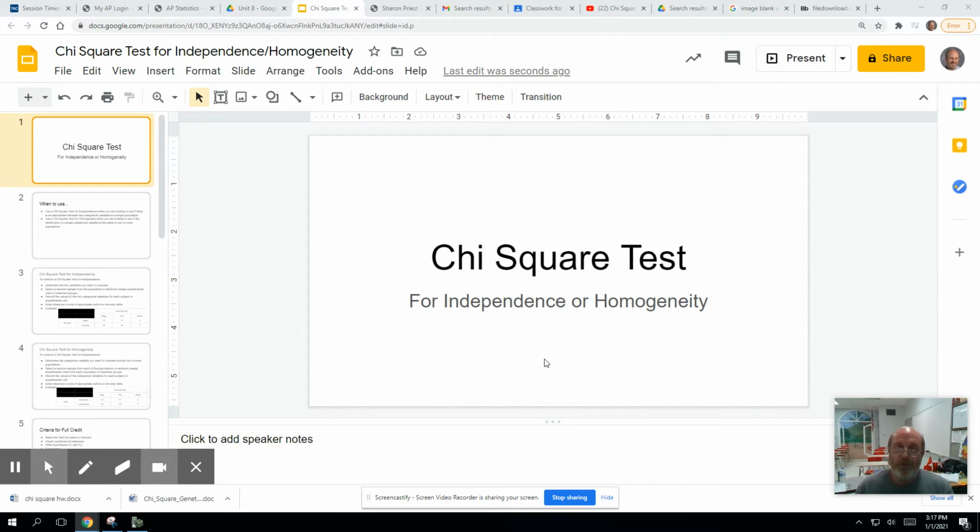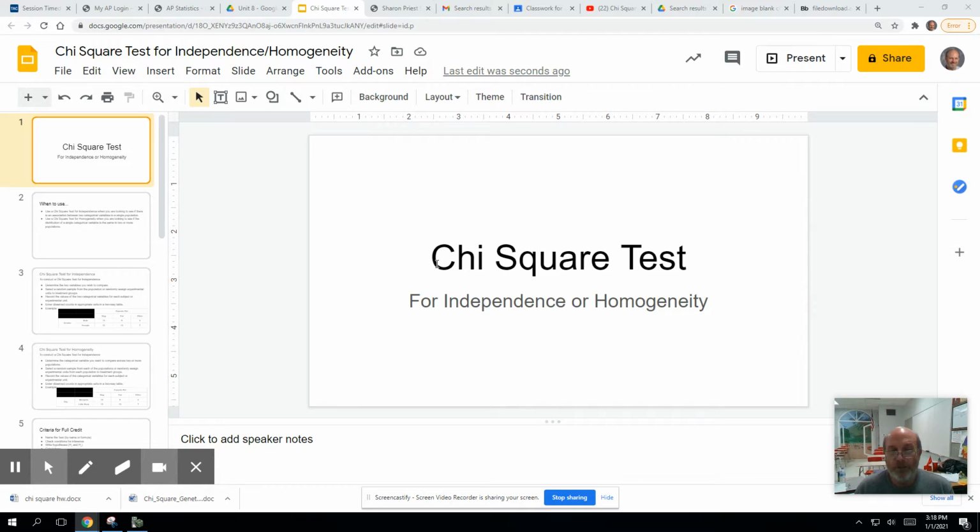Okay, in the previous videos, I showed you how to do a chi-square test for goodness of fit. We had one sample and we were comparing a distribution of one categorical variable with multiple categories to expected counts for that categorical variable, that distribution. Now we're going to look at two other chi-square tests.